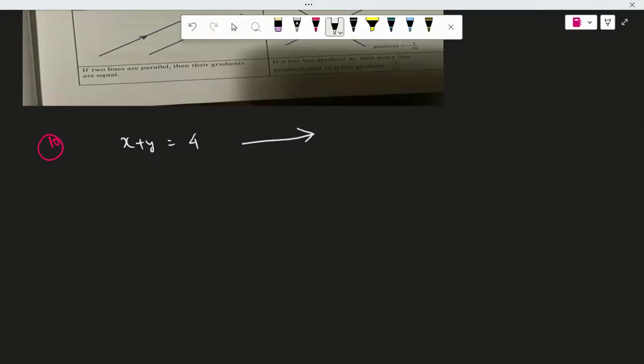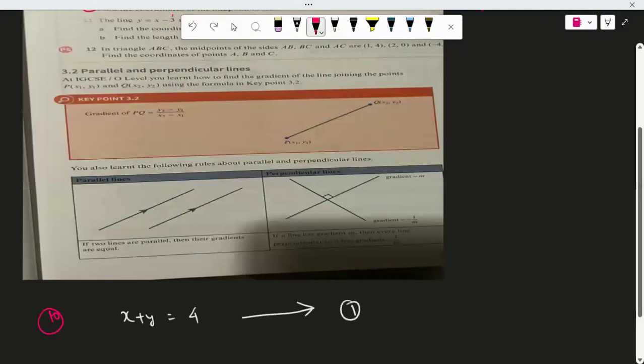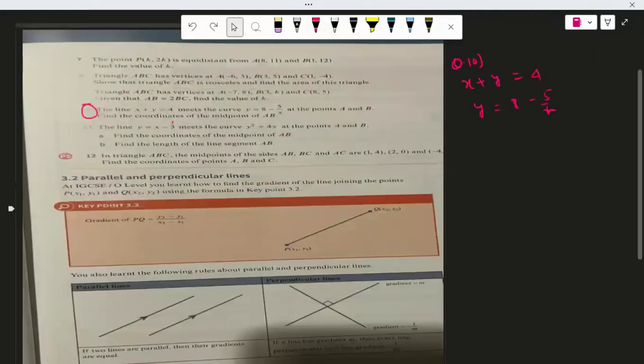So we have actually two equations. One is x plus y equals 4. I read once again the question. The line x plus y equals 4 meets the curve y equals 8 minus 5 over x at the points A and B. We need to find the coordinates of the midpoint of AB, right?